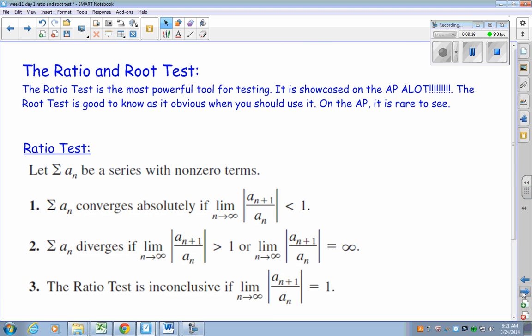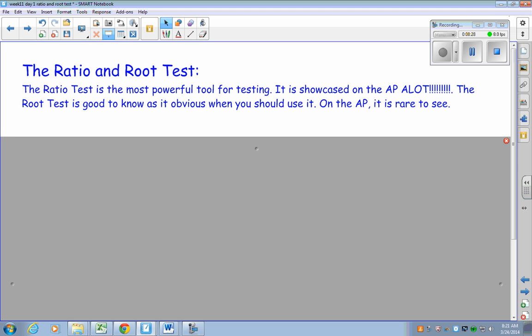Okay, the ratio and root test. Today I'm doing both of them. The ratio one you're going to see a lot on AP. It is probably the most important one on the AP test. They ask it a lot. The root test is rarely tested on AP, but I still want to teach it because it's ridiculously easy to spot and it's ridiculously easy to do. We'll spend more time today on the ratio test though, since it is the main one.